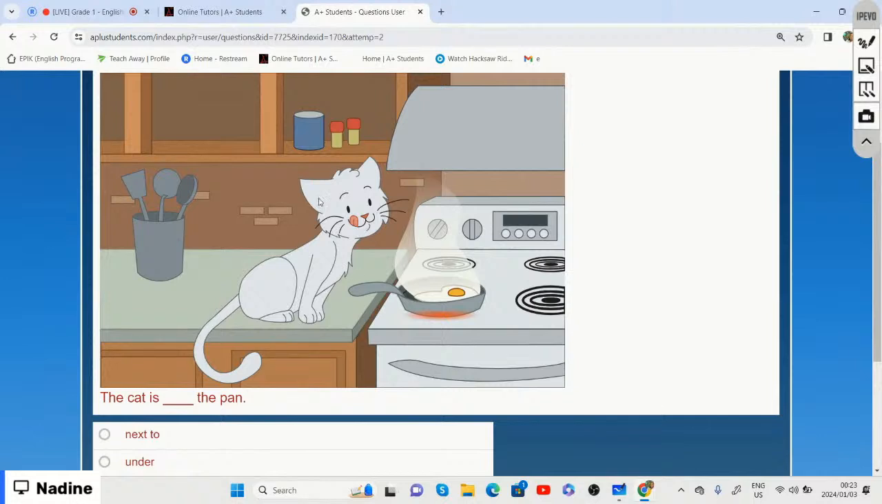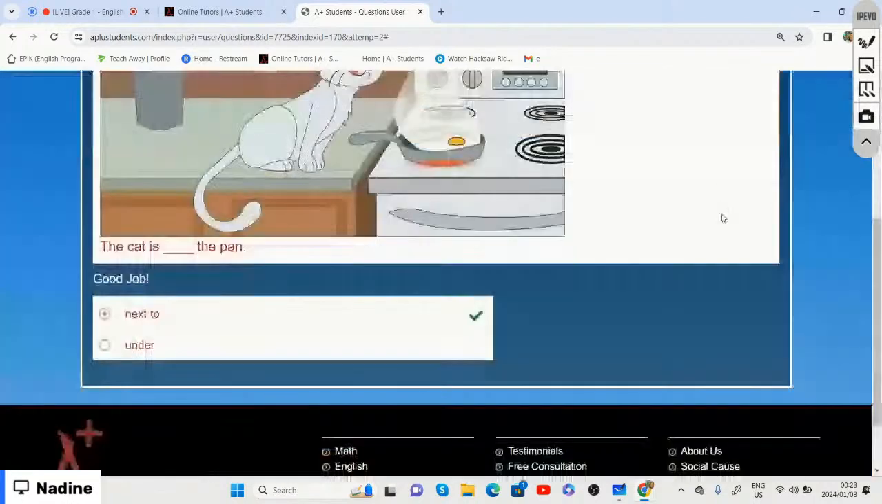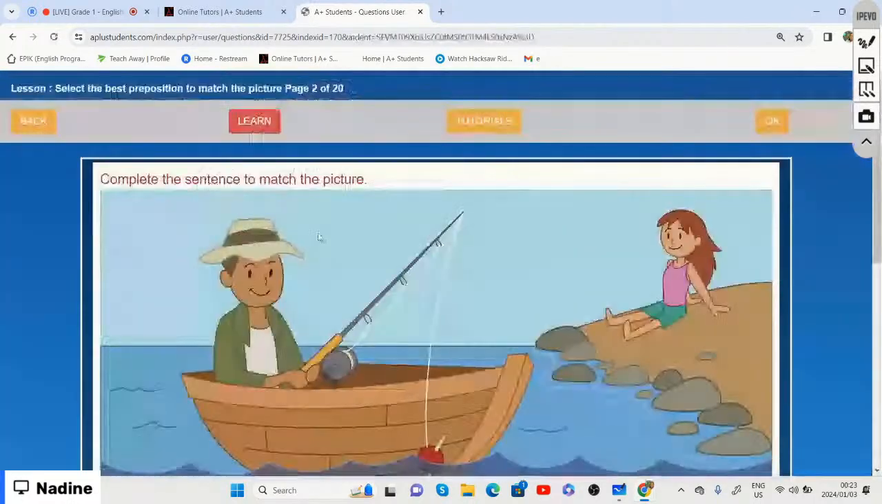All right, so we can then say the cat is next to the pan, right? Because here we have the cat on the table, and the pan is next to that table, which is on the stove. So the cat is next to the pan. And next to is correct.